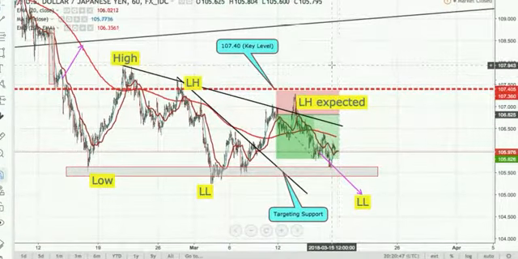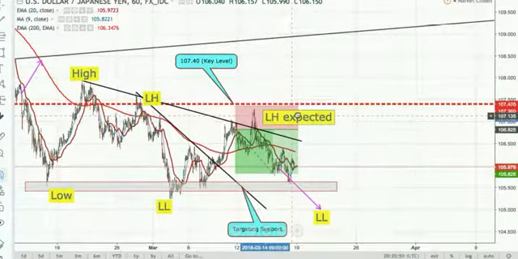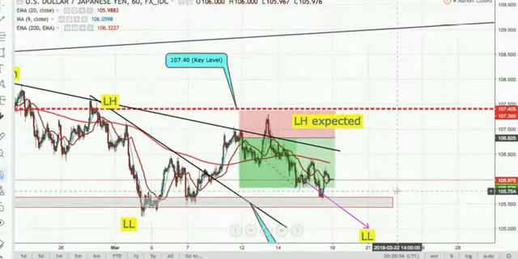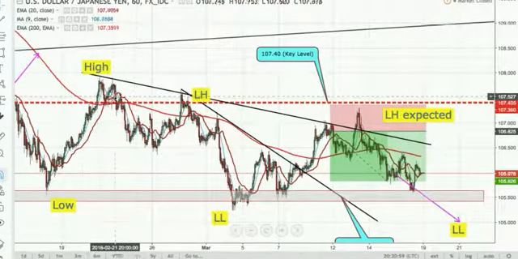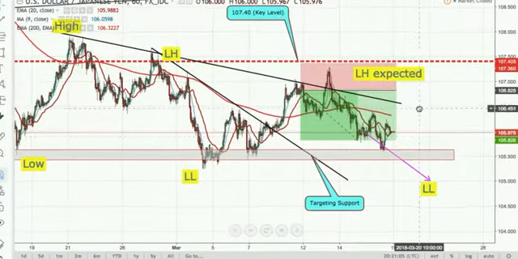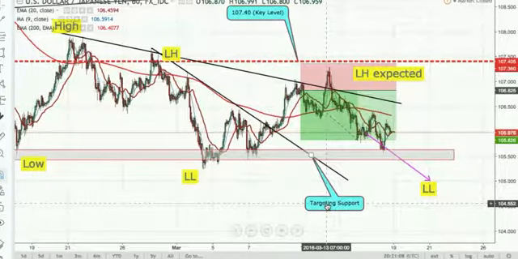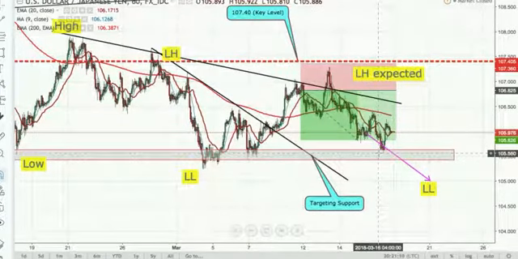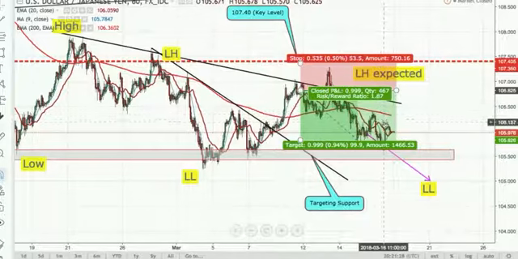Going into USD JPY, the US dollar Japanese yen. Again, we pinpointed this pair last week in our watch list, and what we were looking for is very simple. We had a high, lower high, lower low. We expected the lower low, which we obviously got, and we said that we were targeting support. Now, we spiked into our support region right here, so you can actually see that we spiked into 105.50 last week.